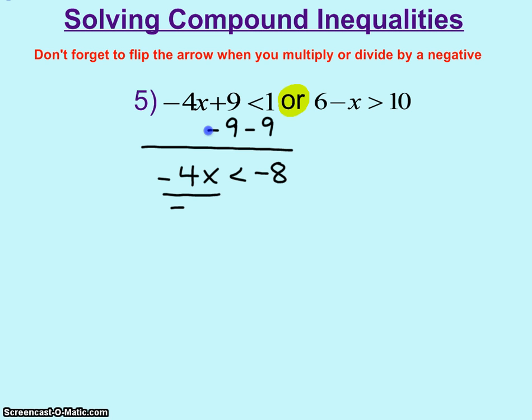Divide by a negative 4, and a little alarm should be going off saying, all right, I'm dividing by a negative. I still get x and I still get positive 2, but that arrow now changes as a result of dividing by the negative.